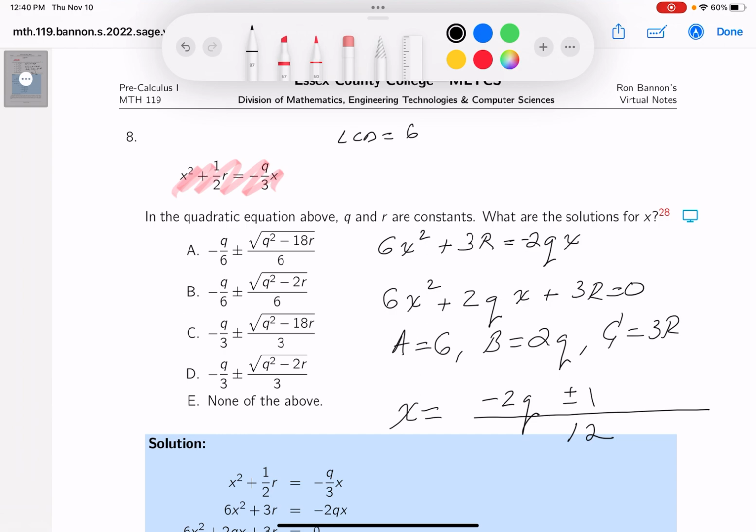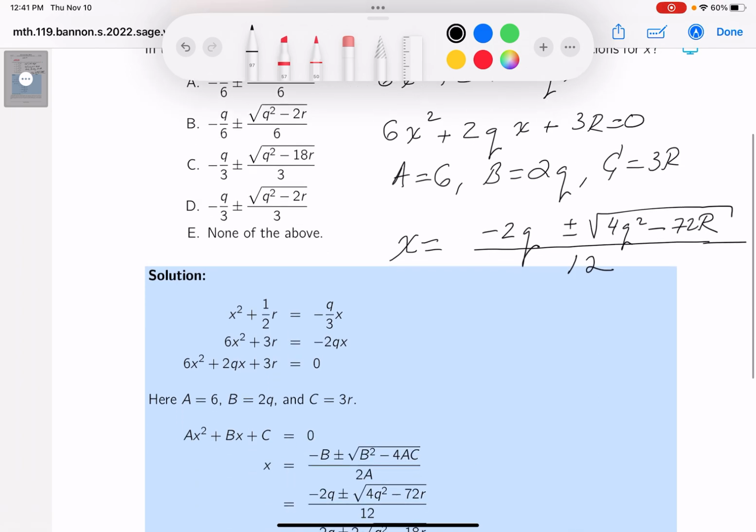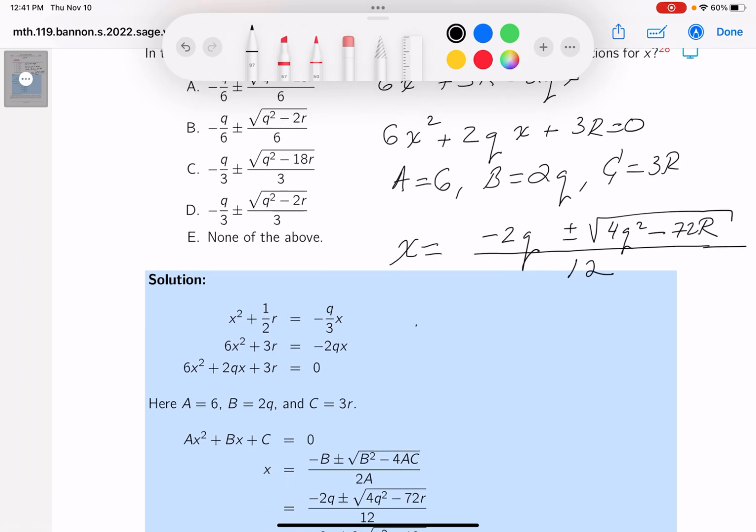Plus or minus, well, it's the radicand now. What do you get? The b squared, which is 4q squared, minus 4 times a, which is 6, times c, which is 3r, giving 72r. What do I do now? I don't see that answer, so I'm going to have to simplify.